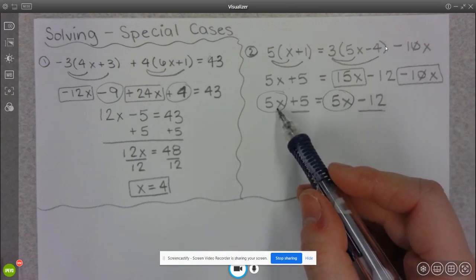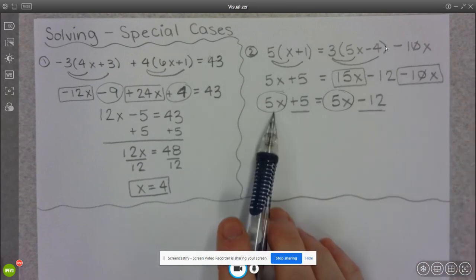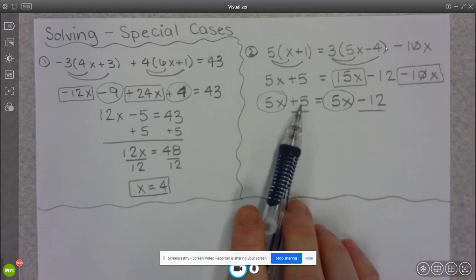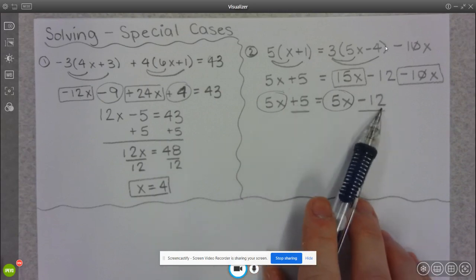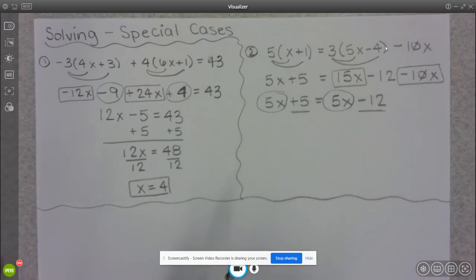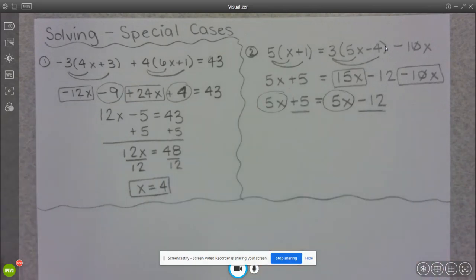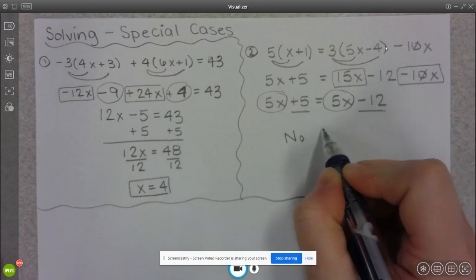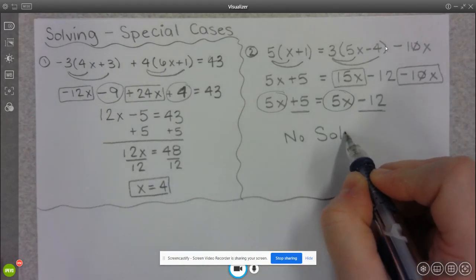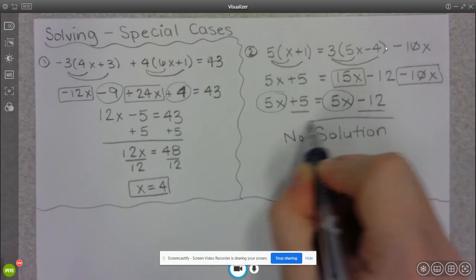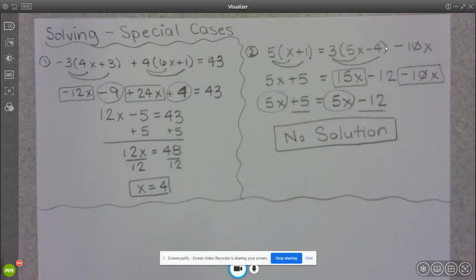Any number that I substitute in for x, I'm going to do the exact same thing on both sides. But if I'm adding 5 to that number and subtracting 12 from that same number, neither side is going to end up being the same thing. So in this case, no number that I ever substitute in is going to work. These sides will not be equal. They will not be balanced. So this is called no solutions. There is nothing that we could ever use for x that would make these sides equal.